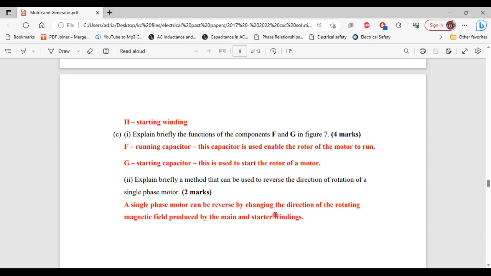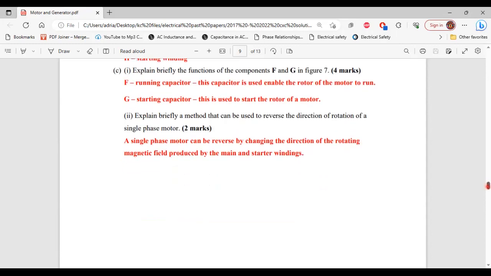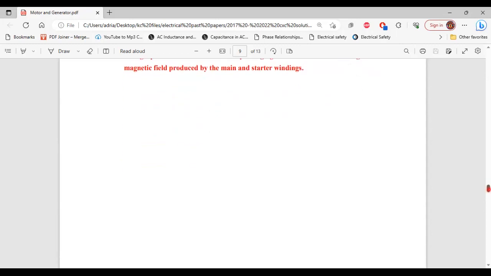For part 2, it says explain briefly a method that can be used to reverse the direction of rotation of a single-phase motor. So a single-phase motor can be reversed by changing the direction of the rotating magnetic field produced by the main and starting winding. All right, so that's it for part 2 of C, and that's it for this question.